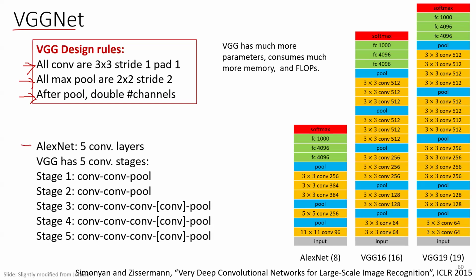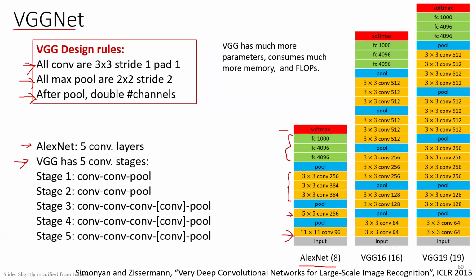So AlexNet had 5 convolution layers, and VGG has 5 convolutional stages. You can see a picture of AlexNet here. Perhaps you remember that it started with 11 by 11 convolutions pooled, 5 by 5 convolutions pooled, and several 3 by 3 convolution layers, and 3 fully connected layers, and the softmax outputting 1000 probabilities.